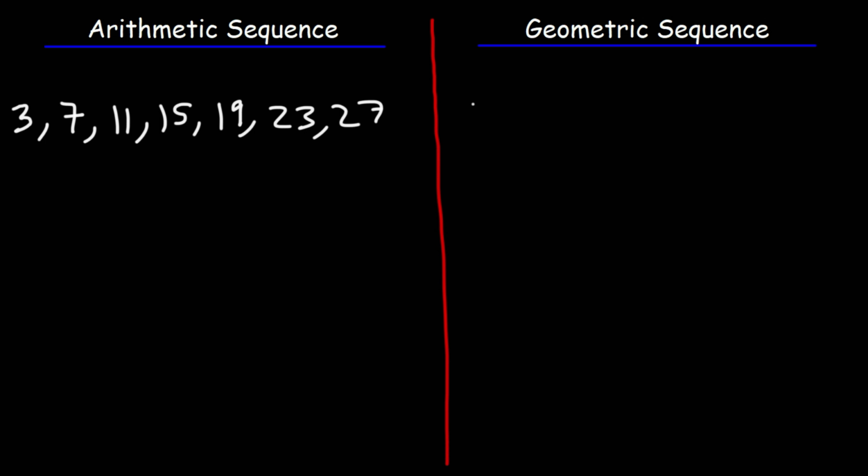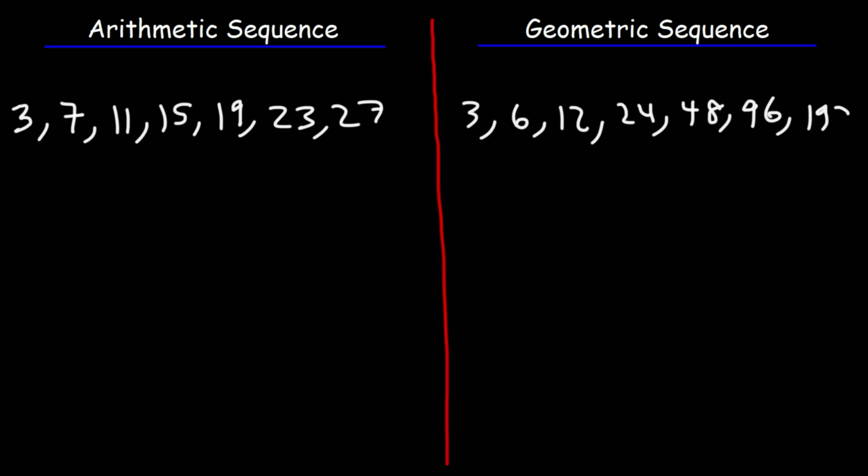This would be a geometric sequence: 3, 6, 12, 24, 48, 96, 192. Do you see the difference between these two sequences? And do you see any patterns within them? In the arithmetic sequence on the left, notice that we have a common difference. This is the first term, this is the second term, this is the third, fourth, and fifth term.